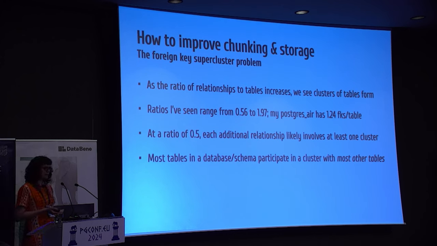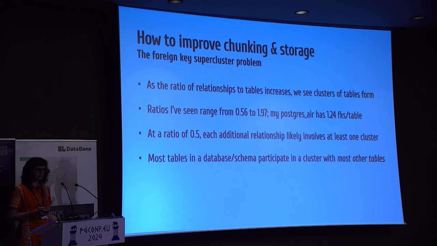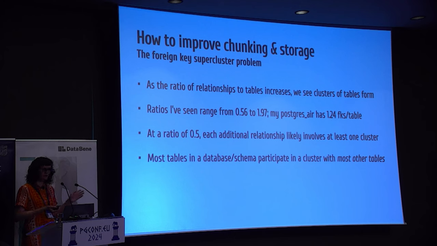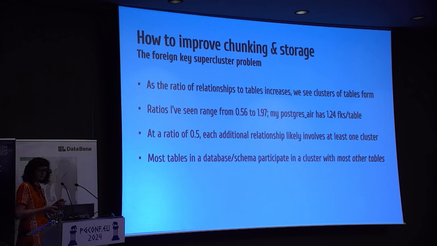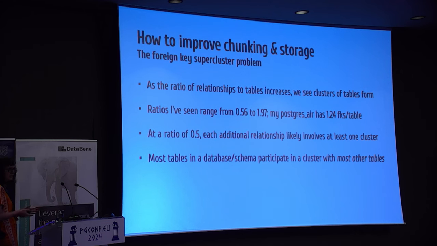So I suspect, but cannot prove, that in a database, the number of relationships tends to increase much more quickly than the number of tables. I've never seen a non-trivial database with a lower ratio than one relationship for every two tables. The original Postgres era database is actually a little bit higher ratio. It was 1.3. My hacked up version is 1.24.